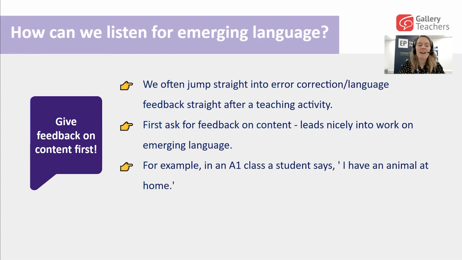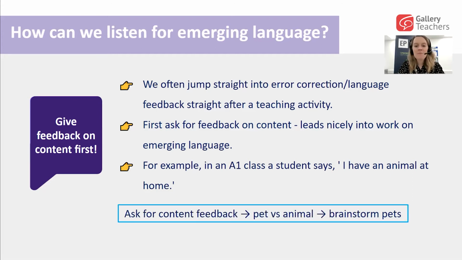So for example, I have an A1 class and my student says, I have an animal at home. So maybe we talk a little bit about who else has animals at home, not focusing too much on the use of the word animal at the beginning. Then once I've done that, I might talk to them a little bit about the difference between a pet and an animal. When is something an animal, when is something a pet? And then enhance that even further, build on their language by doing a bit of a brainstorm of pets, which animals can also be pets. And that's a nice way to build into emerging language, also looking at a slight bit of error correction with the incorrect use of animal.